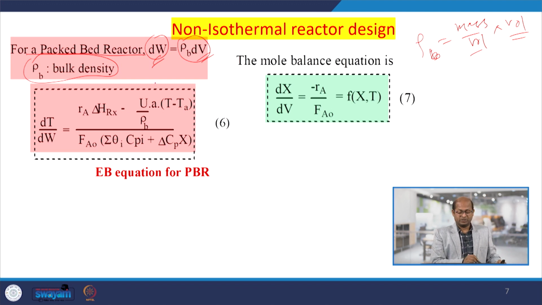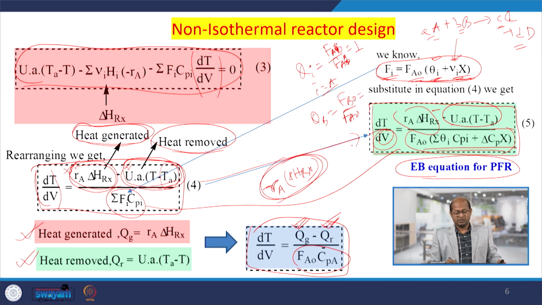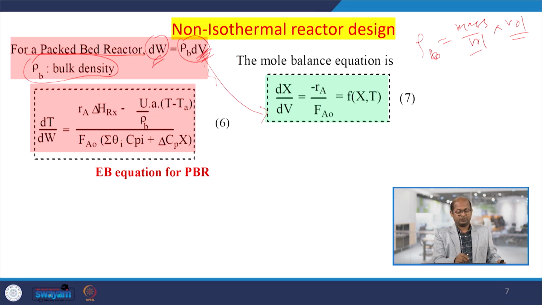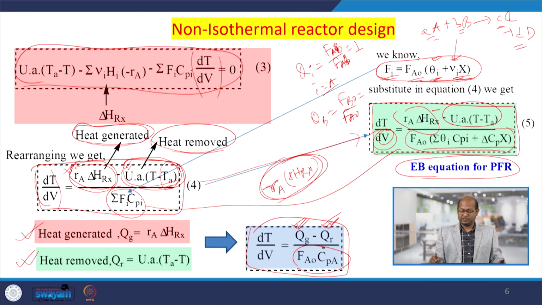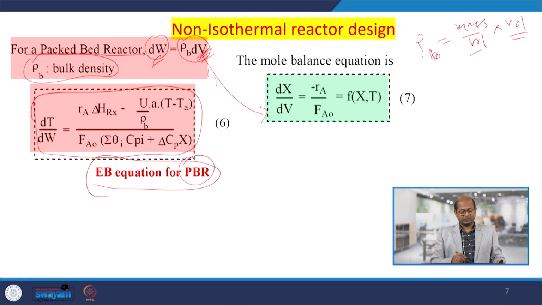So, we can substitute this dV in these equations, and then it would become this way. This is the energy balance equation for packed bed reactor. So, equation 6 is the design equation, a similar type of equation as equation 5. This is for plug reactors and this is for packed bed reactors. This is the temperature profile: temperature and W for packed bed reactors, and temperature and volume for plug reactors.